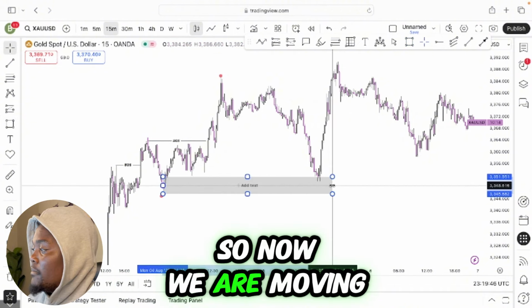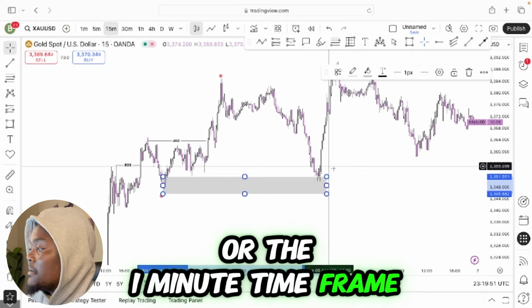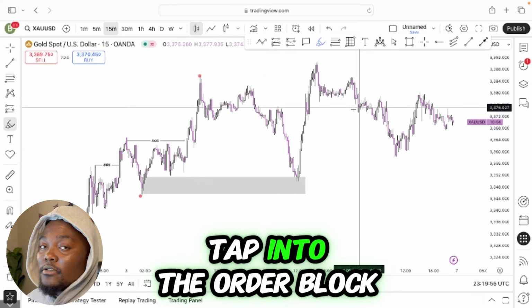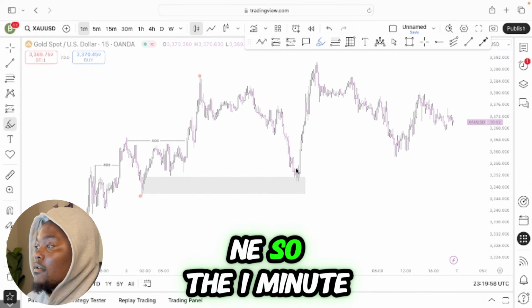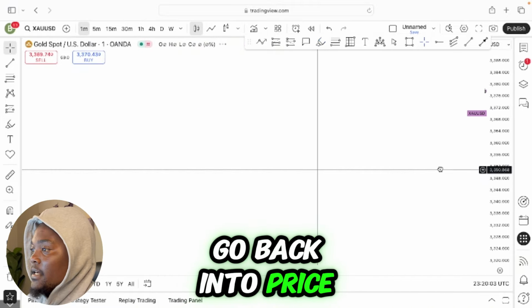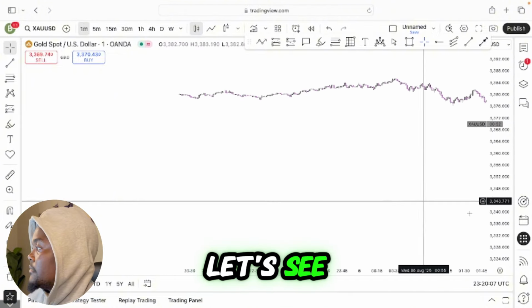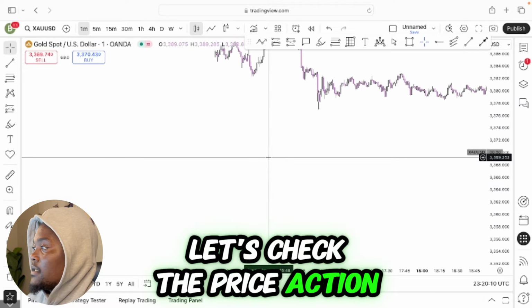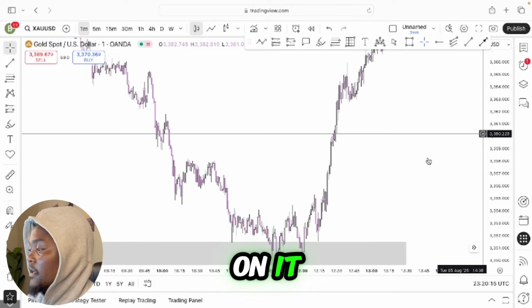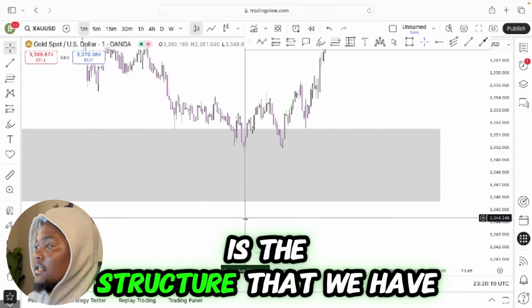So now we are moving to the 1 minute time frame. You only move to the lower time frame, the 1 minute time frame, after the market has done this type of formation, a tap into the order block. So on the 1 minute time frame, let me go back into price. Let's check the price action. And this is a great strategy, guys. You just need to focus on it. So just like that, this is the structure that we have.